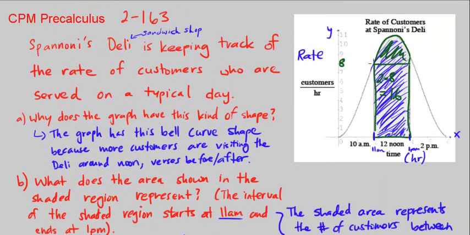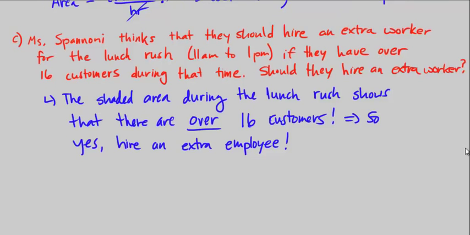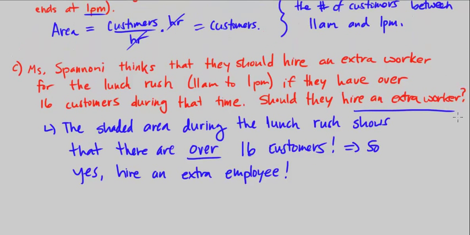We don't know exactly how many because we don't know the function, but we know that below this function is a rectangle that has an area of 16. This rectangle has 16 units squared, and that unit squared we know is customers, so it's 16 plus the top region, which is going to be more customers, okay? More customers. So we know it's more than 16 actually. So definitely hire an extra worker. That should be our advice to Miss Spinoni. Okay, so that ends CPM Precalculus Chapter 2, number 163.